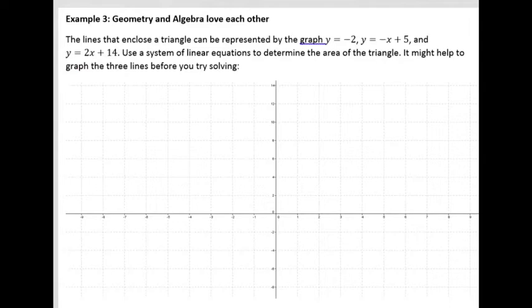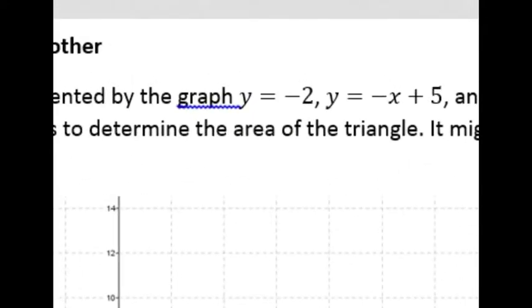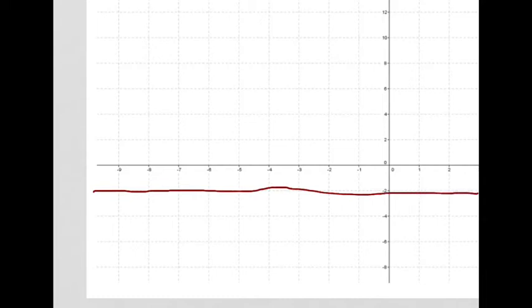Okay, so this first line here, y equals -2, that's a horizontal line at -2, and I'm just going to graph that in red. So here is that line.